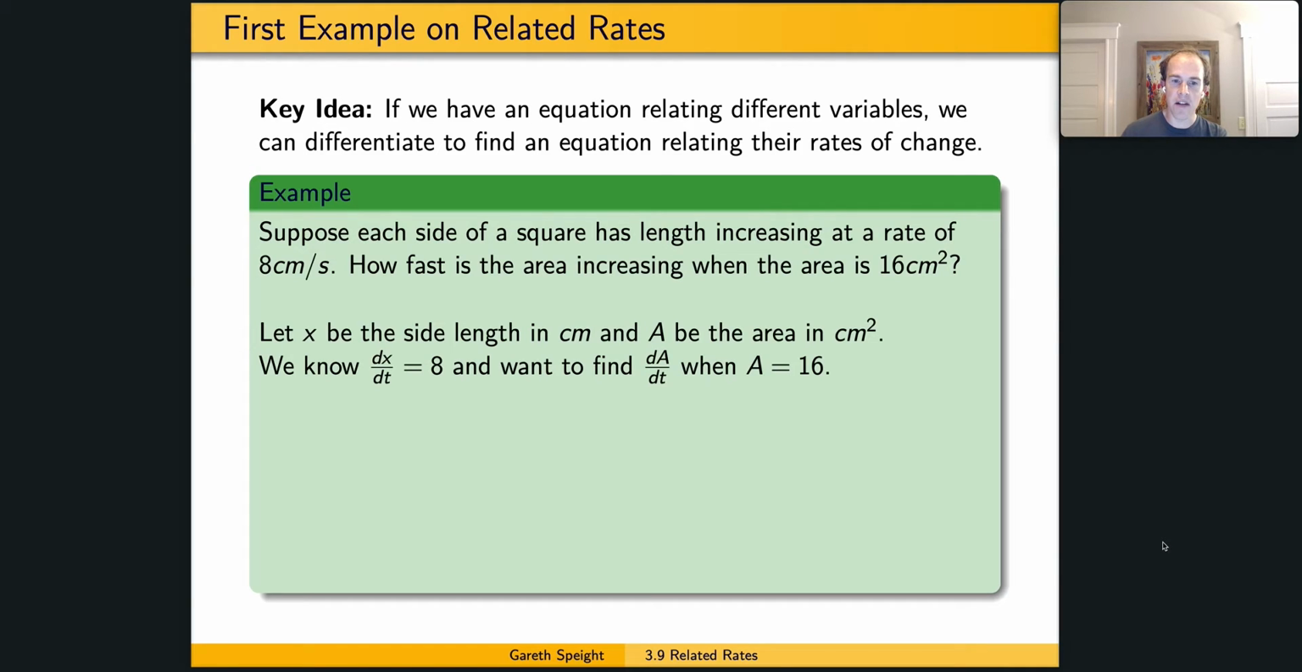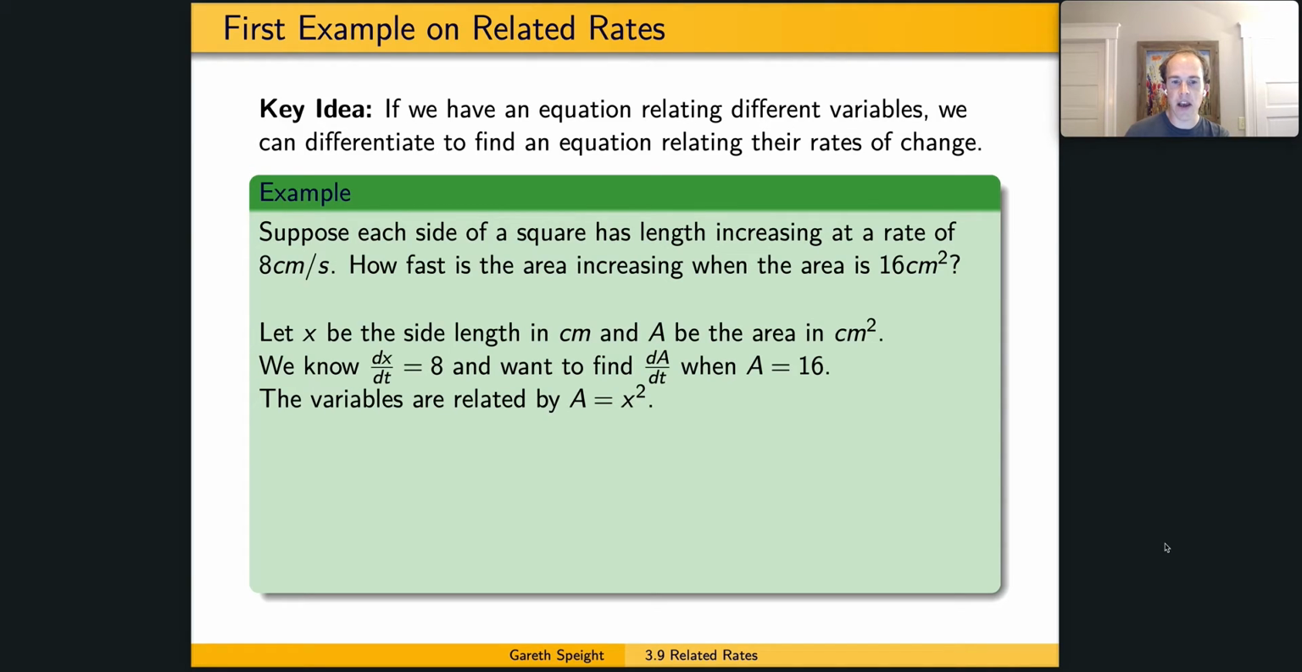So we wrote down what we know, we wrote down what we want to find. Our next step is we need to find an equation connecting our different variables. So our variables are A and x. Okay, A is the area of the square, so we know how to calculate the area of the square, right? A is equal to x squared. So this is our equation connecting the different variables. So we've introduced symbols, we've written down what we know, what we want to find, we've written down an equation. Our next step is to differentiate to get an equation that connects the different rates of change.